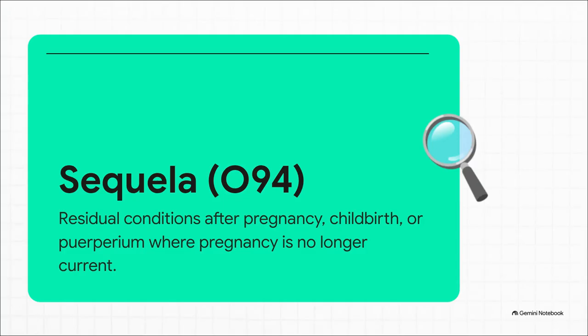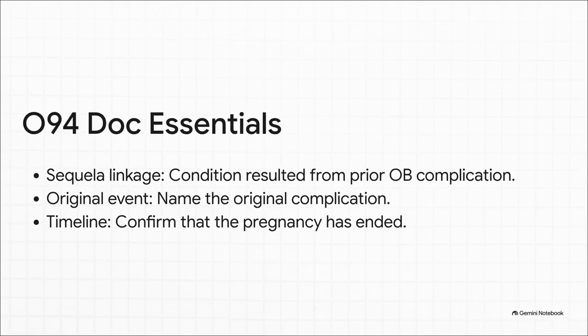The O94 category is absolutely critical when you're dealing with residual conditions that arise late after pregnancy, childbirth, or the puerperium. And here's the kicker, where the pregnancy is no longer current. I really want to emphasize that last part. For an O94 code to even be on the table, that active pregnancy state must have definitively ended. Think of it like this. You're coding the long-term ripple effects, not the immediate splash. Because we're dealing with historical events causing current problems, your documentation needs to be completely airtight to survive an audit.